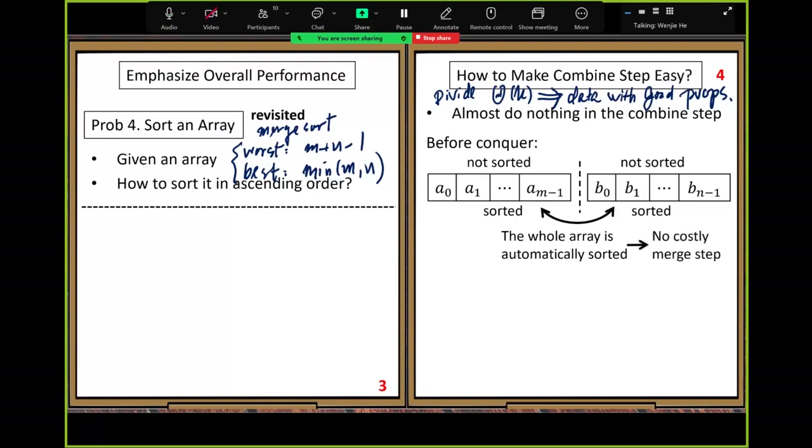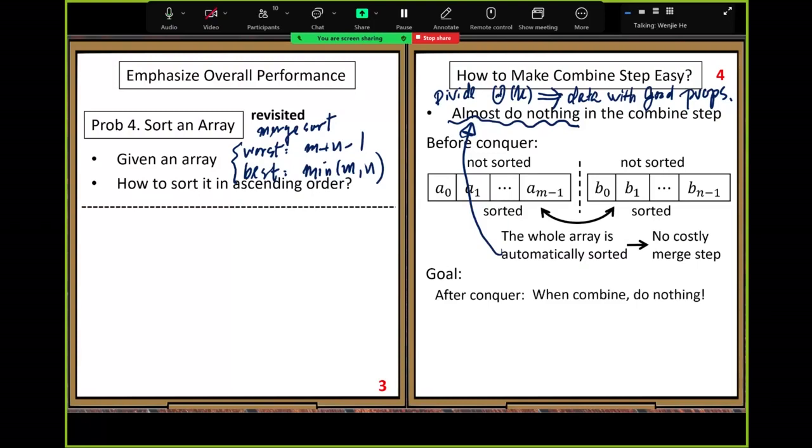So here you compare with the merge sort. In merge sort, we need to do a lot of work here. Here, almost nothing. So that's what we mean. This is the meaning of almost do nothing. So after the conquer, when we combine, we do nothing.